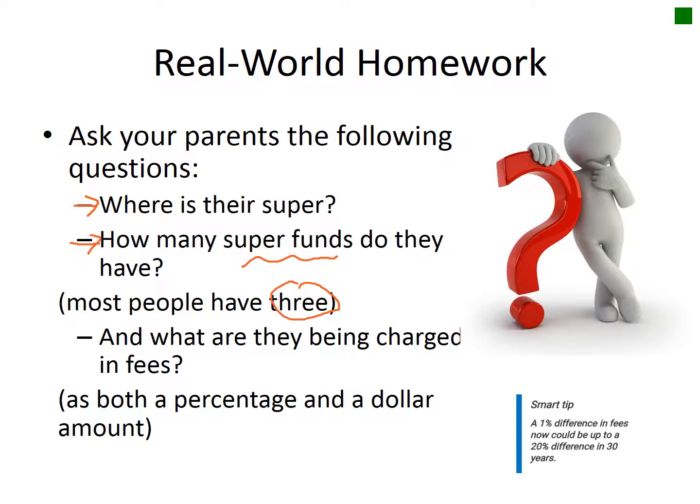And the last thing, and this is the killer, what are you being charged in fees? Most superannuation funds will tell you the percentage. It might be 1% fees or 2% fees or 3% fees, whatever. But what is that as a dollar amount? Because if you're being charged, say, 2% fees, and the amount of money that you've got in your superannuation is $100,000, 2% of $100,000 is $2,000.